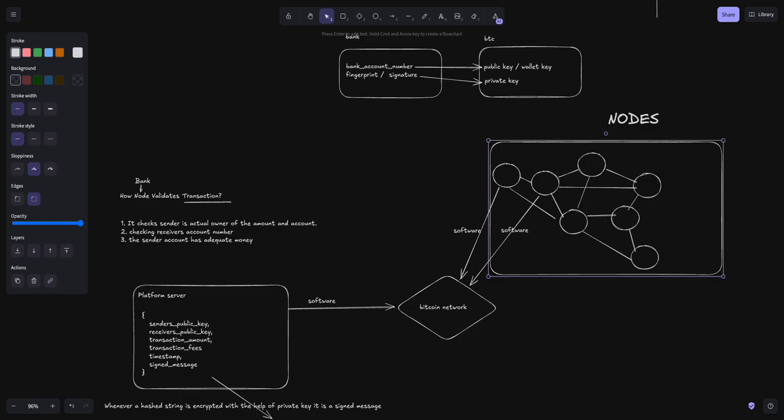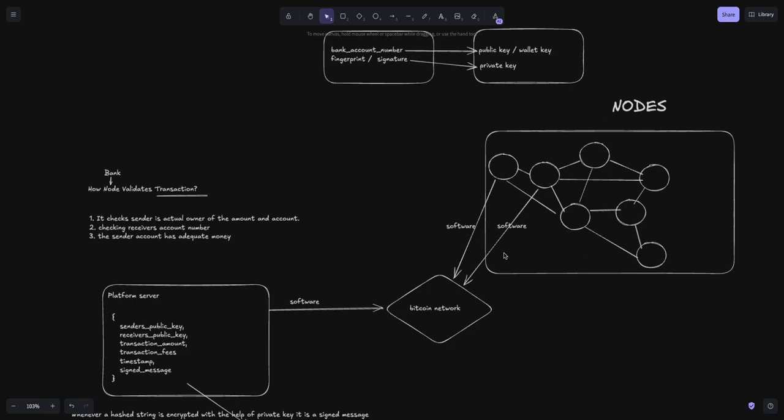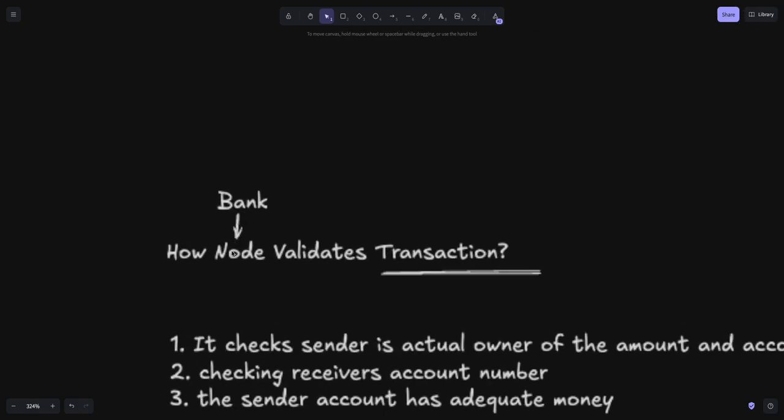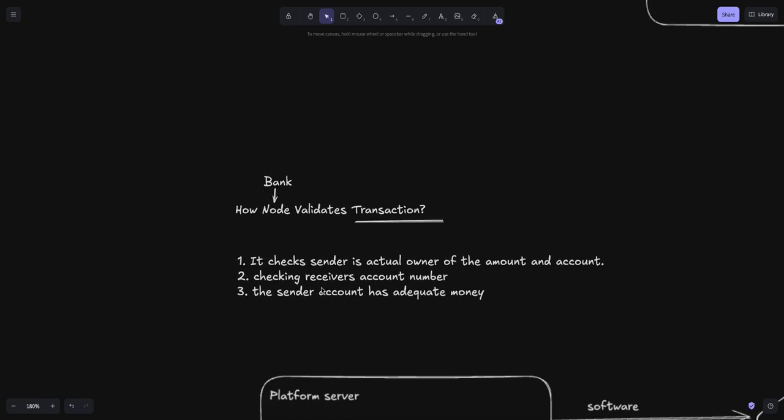Yeah, good, looks good. So now these are called nodes, and these nodes do the work of a bank. And what does a bank do? The bank does all the three things.